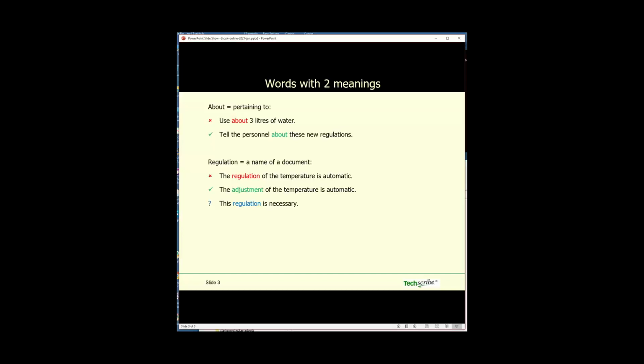The noun regulation is not approved if it's used in the context of control or restriction. So I mustn't write the regulation of the temperature is automatic. I must write the adjustment of the temperature is automatic. And then the sentence, this regulation is necessarily, well, I don't know whether that conforms to STE or not, because I don't have sufficient context. If regulation refers to control, then it's not correct. But if it refers to a type of document, then it is correct.